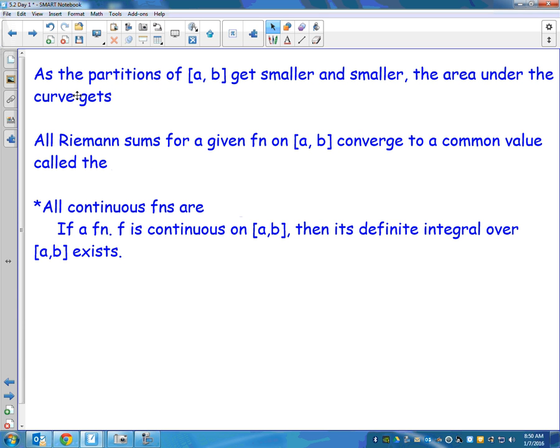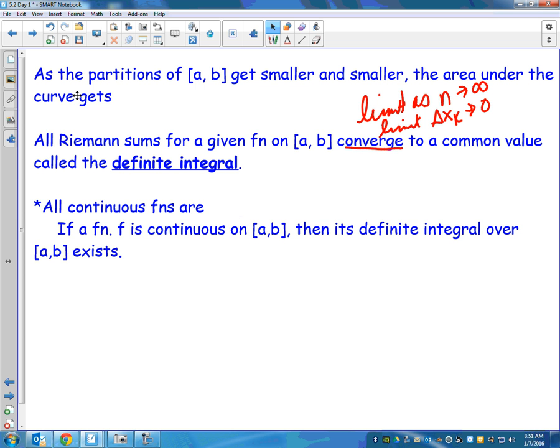And we can say that all Riemann sums for a given function on A to B converge. That's what converge means, like if we took the limit as the number of rectangles goes to infinity. Or another way to think about that is the limit as the width goes to 0, right? So another way to think about it is the limit as the change in x sub k goes to 0, because if the width goes to 0, then it's going to converge. They converge to a common value called the definite integral.